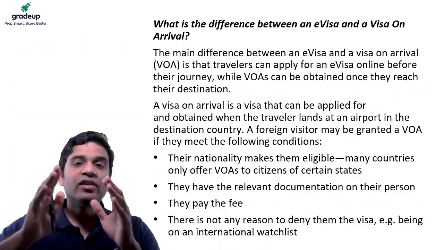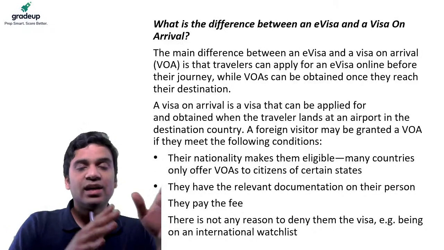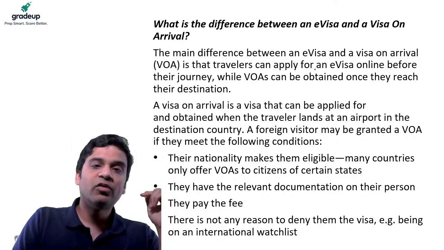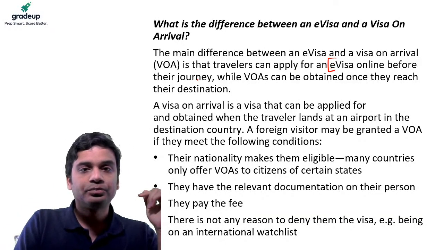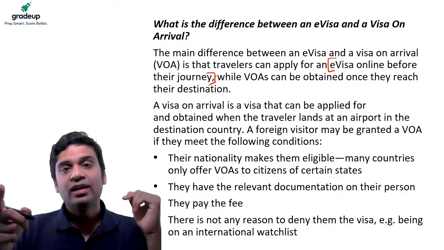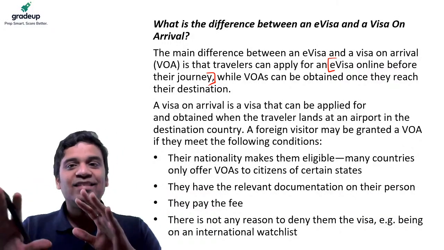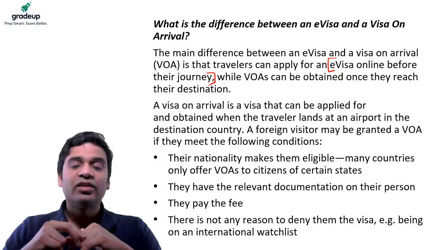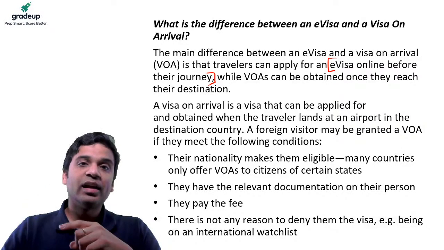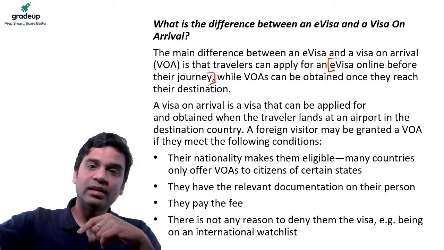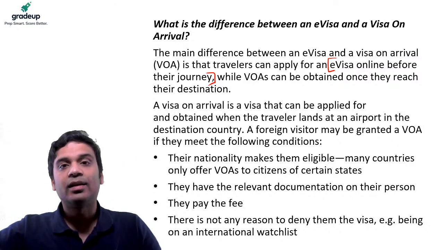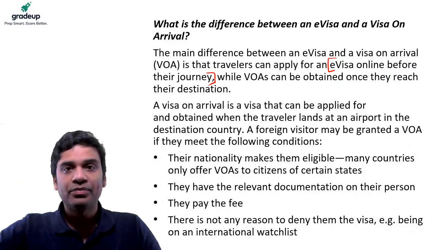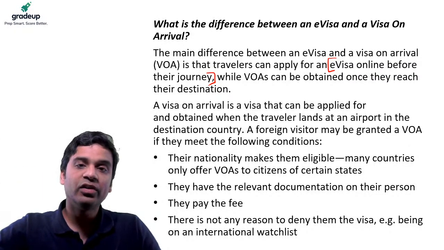And the last part is, what is the difference between an e-visa and a visa on arrival? The main difference is that for an e-visa, you have to apply online before your journey. I'm taking the example of Thailand because it was there in the list, and generally people apply for Thailand. For Thailand, there is a visa on arrival, so you can land in Thailand and get the visa there. And e-visa is where you can apply before you go to a country.